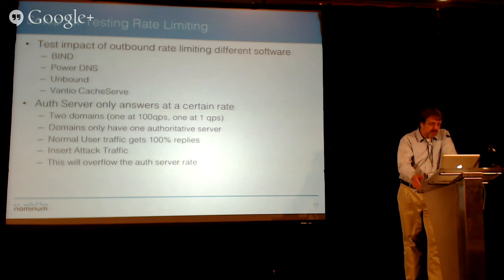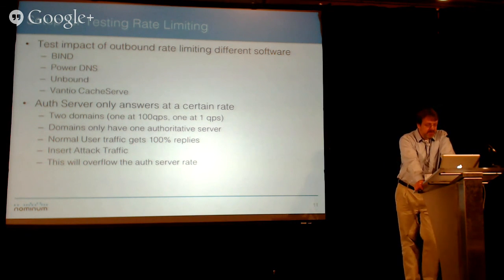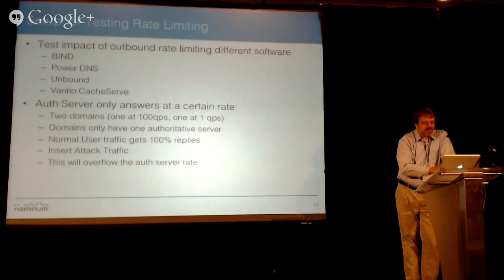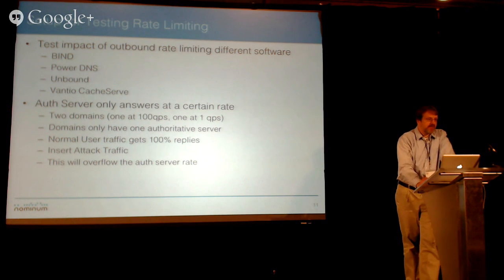And then, of course, the normal user traffic will get 100% of the replies. So the normal traffic I sent didn't hit the rate limit at all. And then when I insert the attack traffic, of course, it overflowed the rate limit.